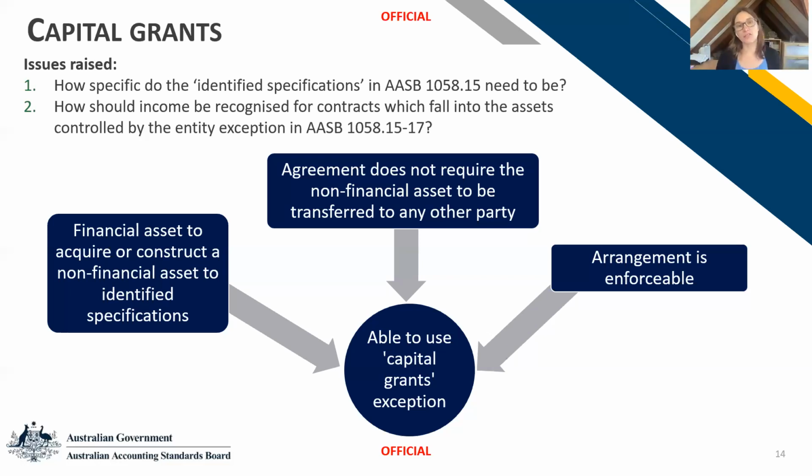The second criteria is that the agreement says that we don't have to transfer that asset to anybody else, hence it sits on our books. The third criteria is that the arrangement is enforceable. So we've just explored what enforceability means. We understand whether we've got an enforceable agreement. If we meet each of those three criteria, then we're able to use this capital grants exception that we have.